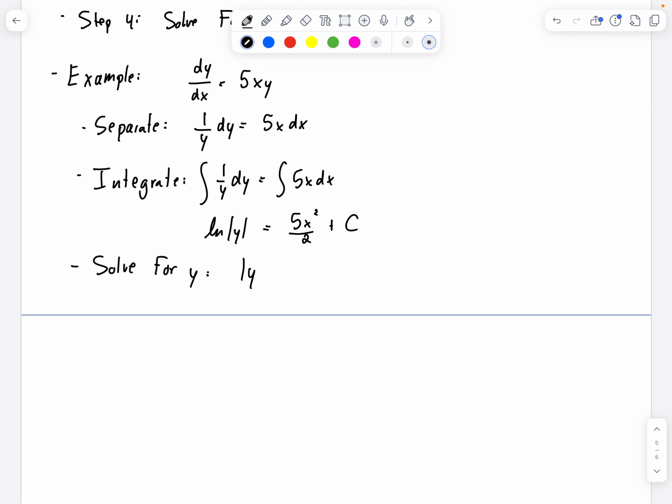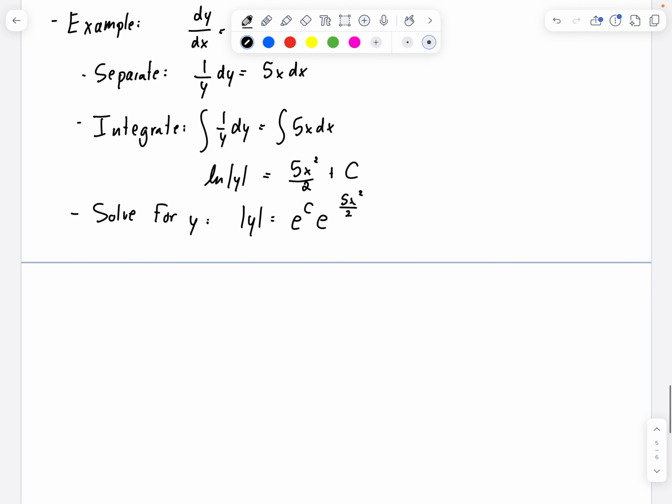So we'll have the absolute value of y, and here we're exponentiating both sides. And so e raised to the natural log of y is just y. And so then on the right-hand side, we have e raised to the c times e raised to the 5x squared over 2. And finally, we can just rewrite that as y is equal to some constant of integration, which is equal to e raised to the c times e raised to the 5x squared over 2. And so that's an example of how we can use the method of separation of variables in order to solve a first-order ODE.